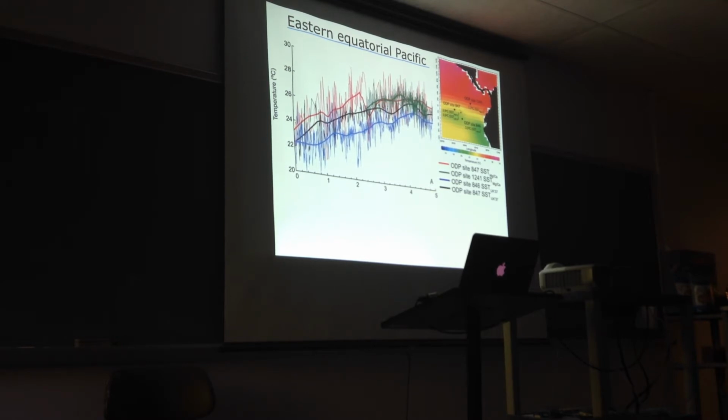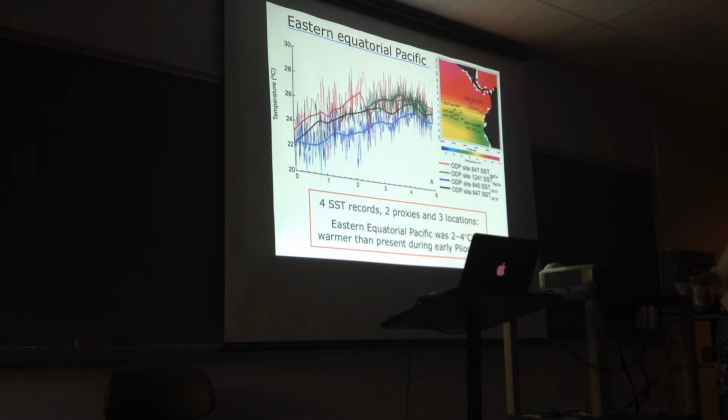And that's great news, because there's uncertainty in all of our temperature proxies. So anytime that the proxies tell us the same story, great. And so what you can see is that all of the records show that the Pliocene was warmer. So the eastern equatorial Pacific was somewhere between 2 and 4 degrees warmer in the early Pliocene compared to today.